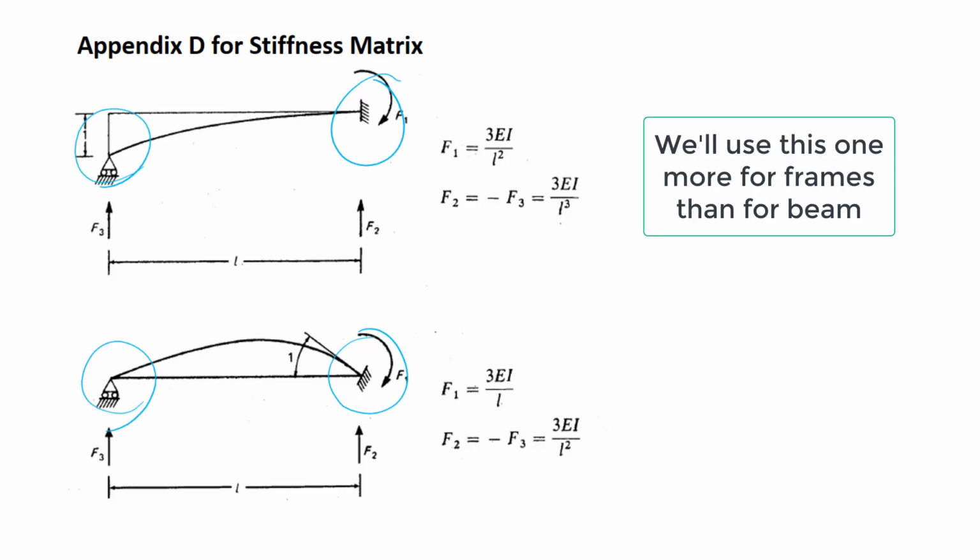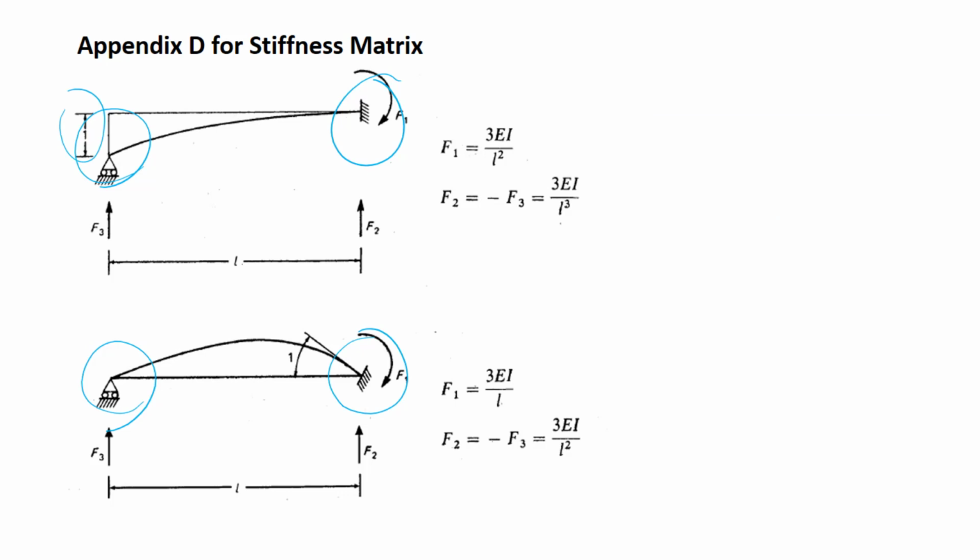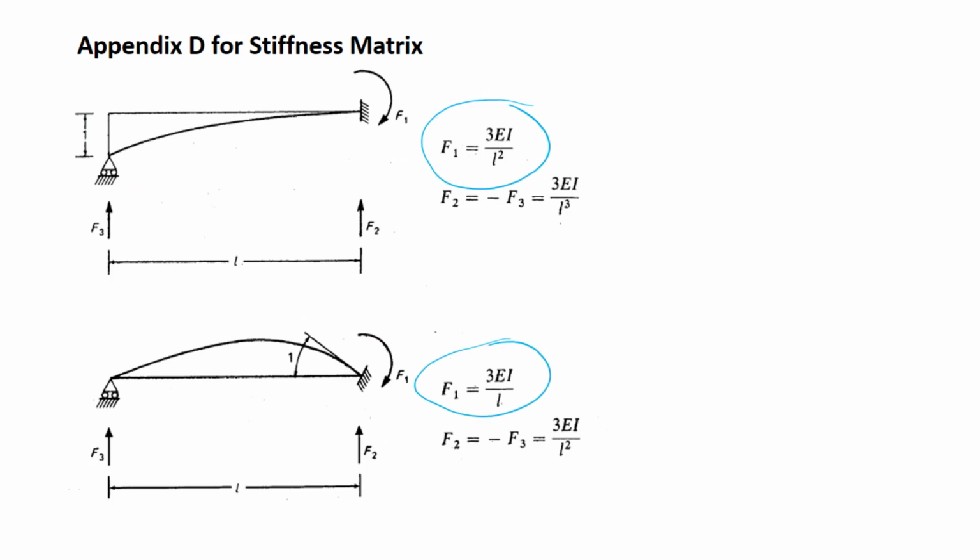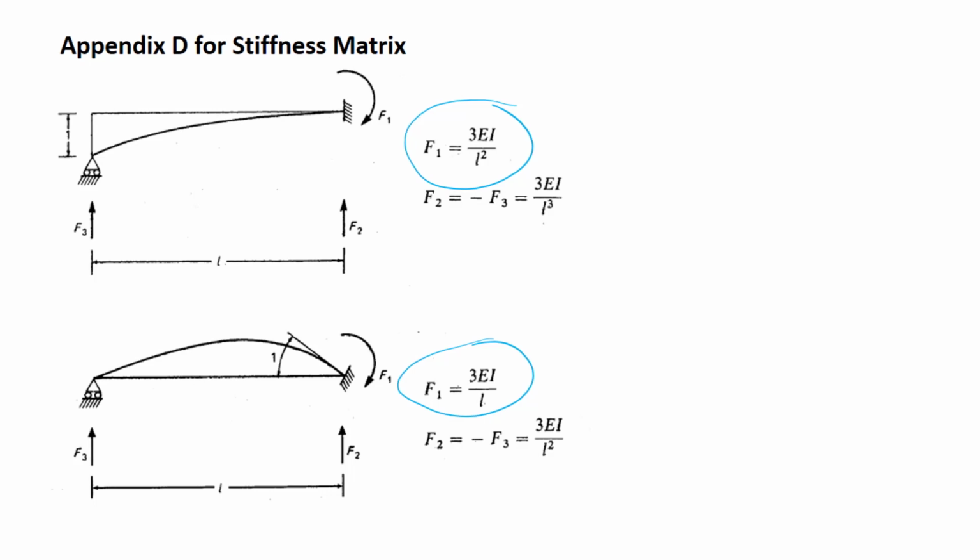The top diagram has applied a unit displacement of one end relative to the other, and the other has applied a unit rotation at the node that is connected to the rest of the structure. And for beams, what interests us most is the value of moment. 3EI over L squared for a unit displacement, and 3EI over L for a unit rotation.